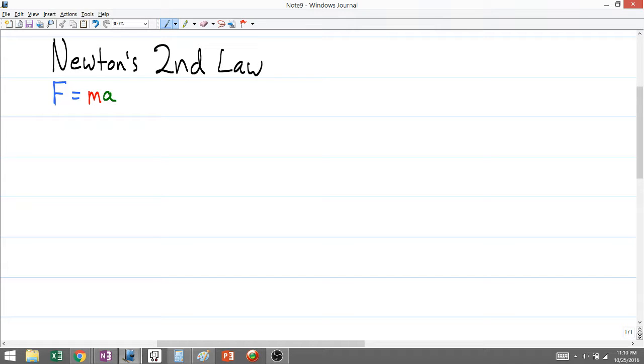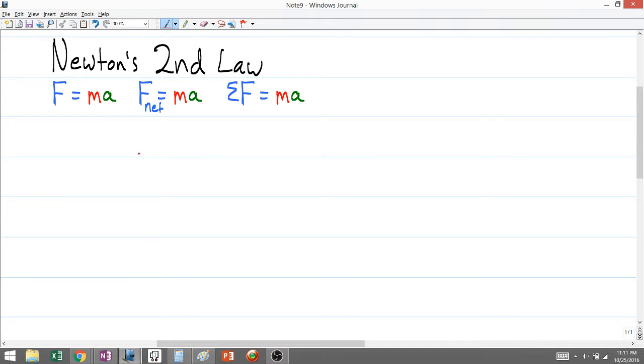Let's take a look at Newton's second law. Newton's second law tells us if we apply a force to a mass, we're going to cause that mass to accelerate or change its velocity. You might also see this equation written as the net force, or the sum of all forces, equals mass times acceleration. Each one of these equations is saying the exact same thing. If you take all the forces on an object, it will cause a mass to accelerate.